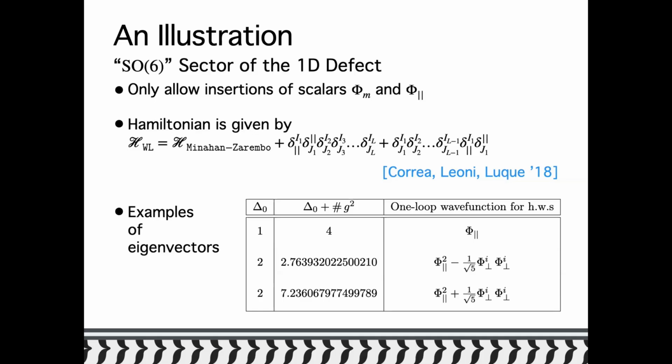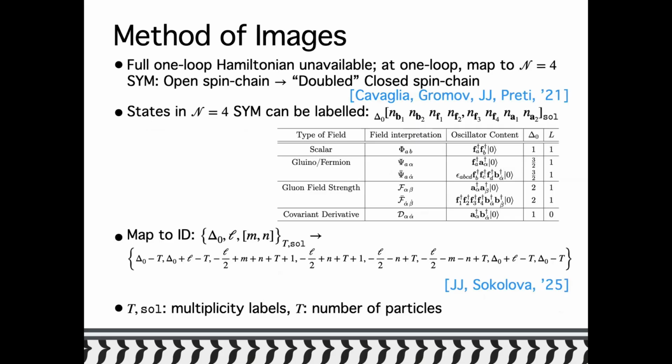But apart from that, you can do the same with Bethe ansatz or whatever your favorite method is to diagonalize this Hamiltonian. For small Hamiltonians, you can also directly diagonalize them, and then you will get some eigenvectors and eigenfunctions. So that's just an illustration.